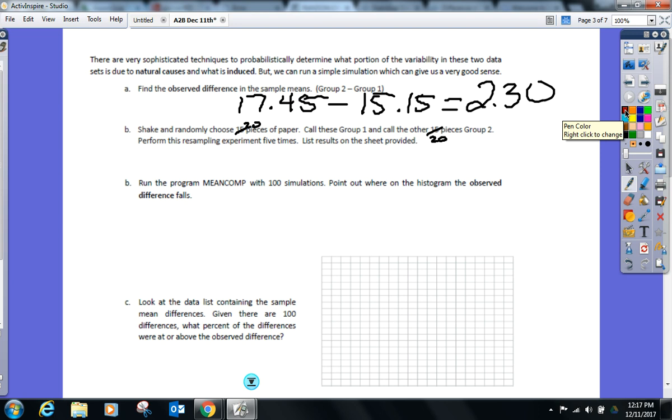We're almost there. Almost there. Finding the difference in your sample means. Still, it should just still be group. It doesn't matter whether you figured it was group 2 minus group 1 or group 1 minus group 2. It could come out to be negative. That's fine.